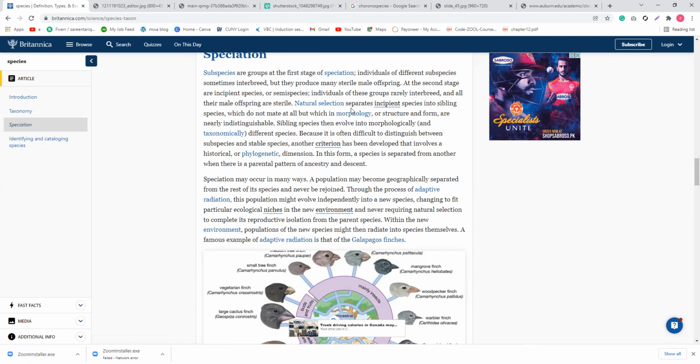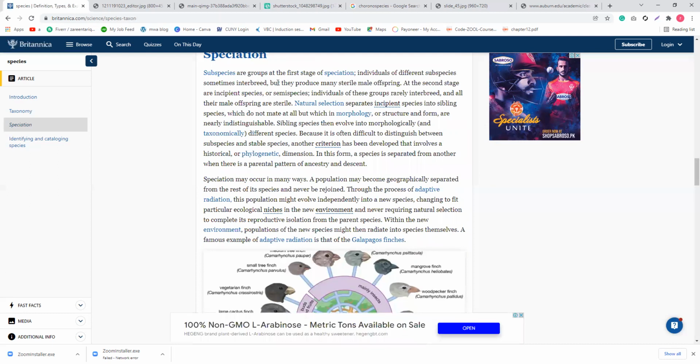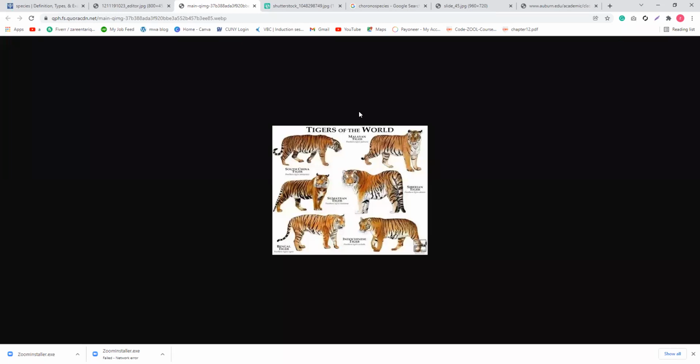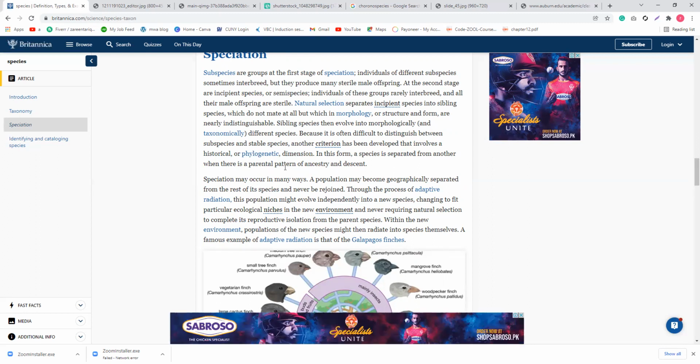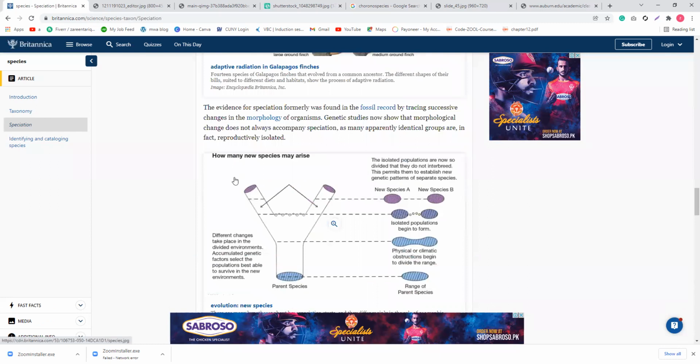Natural selection separates incipient species into sibling species. What is an incipient species? Incipient species and semi-species are the same term. Incipient species means species that are newly formed, or that are at the beginning of formation. Incipient species are also called sibling species, since they are the same species but nearly indistinguishable; they have the same structure and morphology with slight differences. Sibling, semi- or incipient species cannot interbreed and do not produce fertile offspring. This is the concept of subspecies and semi-species.